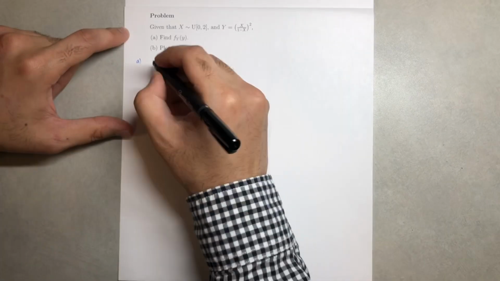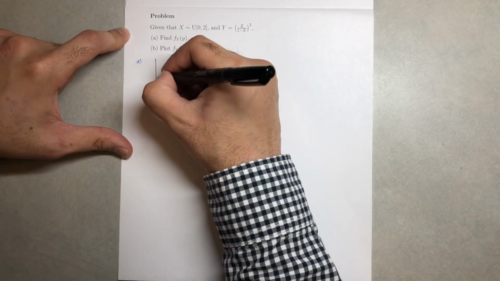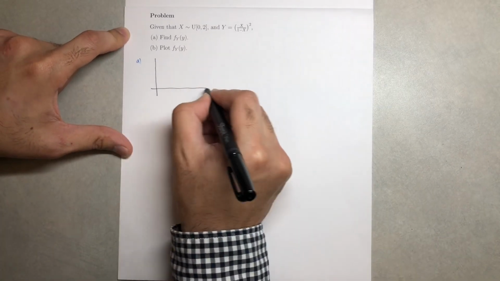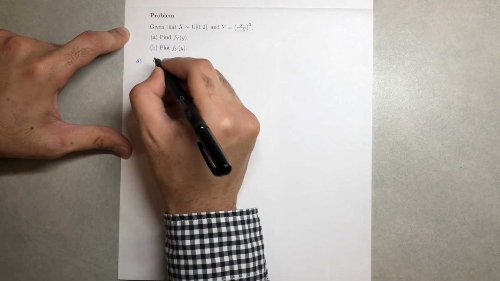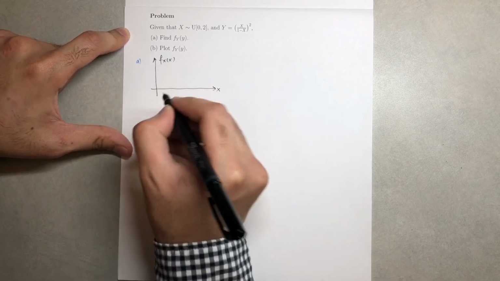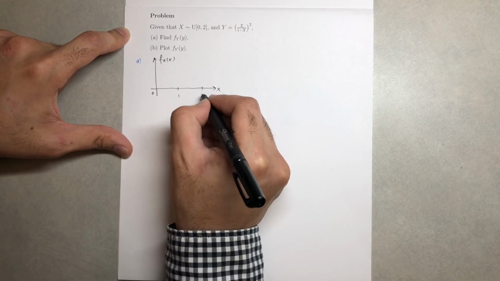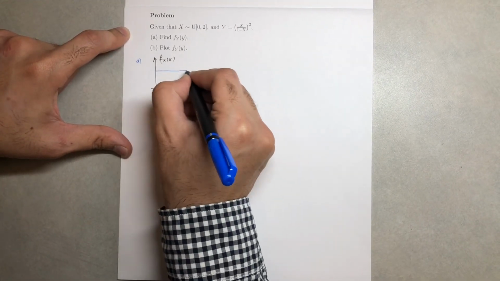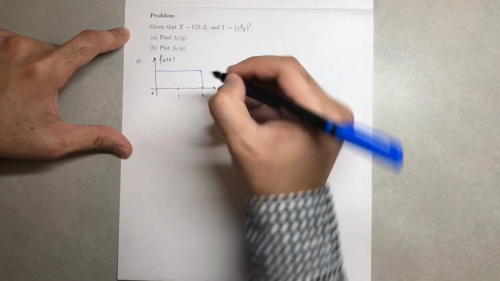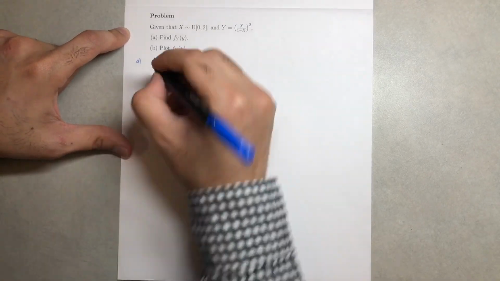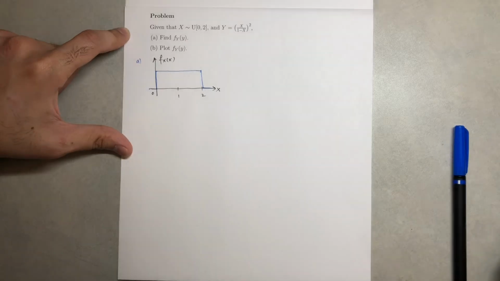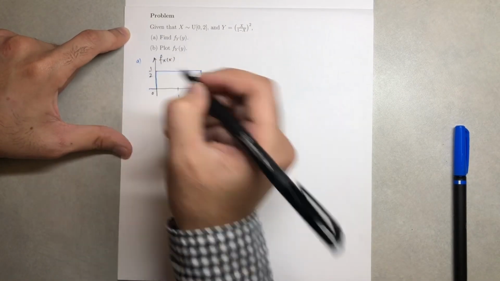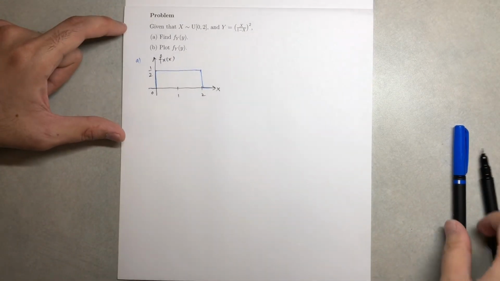So we know because x is uniformly distributed between 0 and 2. So if this is x, this is fx of x, 0, 1, 2. We know that this density will be a rectangular function with a height of 1/2 to make the area 1. So this is 1/2 here.